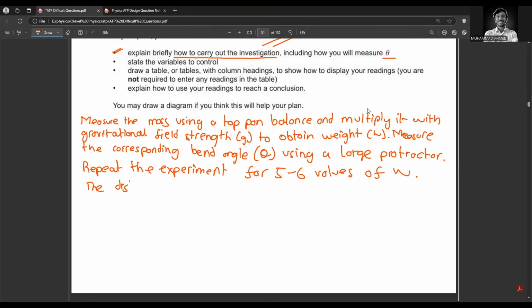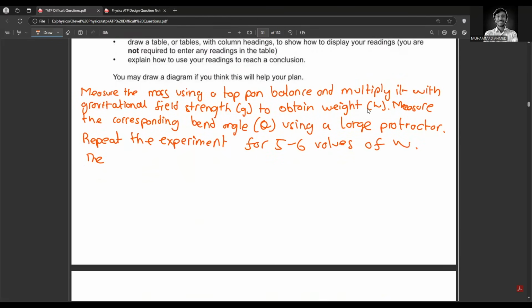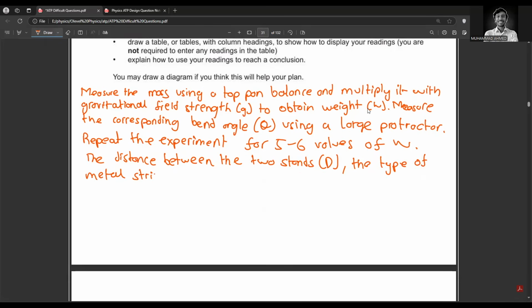The distance D. You can say it like this: the distance D is actually the distance between the two stands, capital D. The type of metal strip and the length of the metal strip should be kept constant. Simple as that. Second point gets catered out.